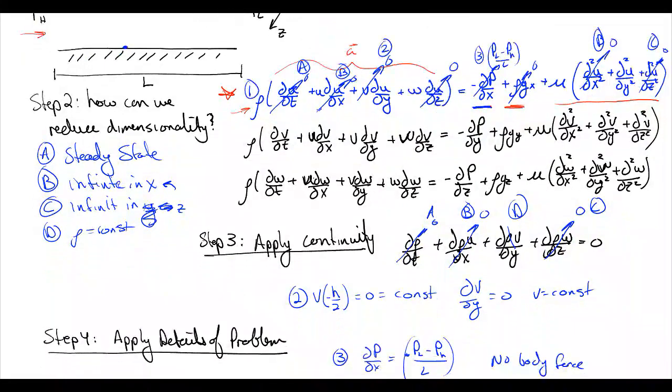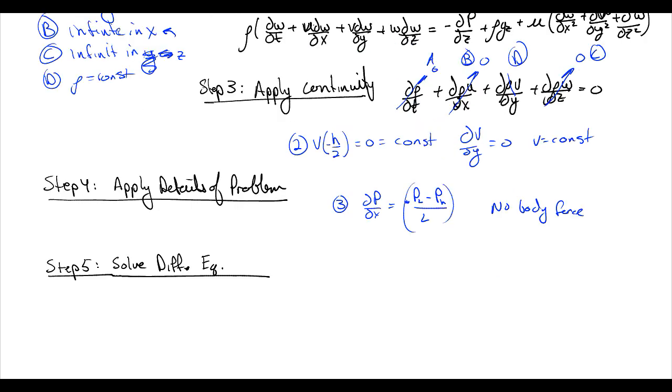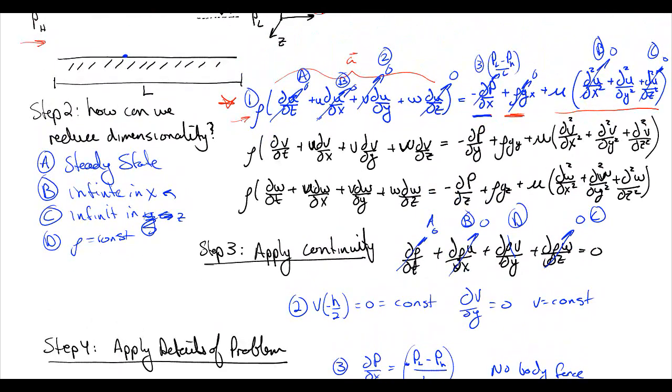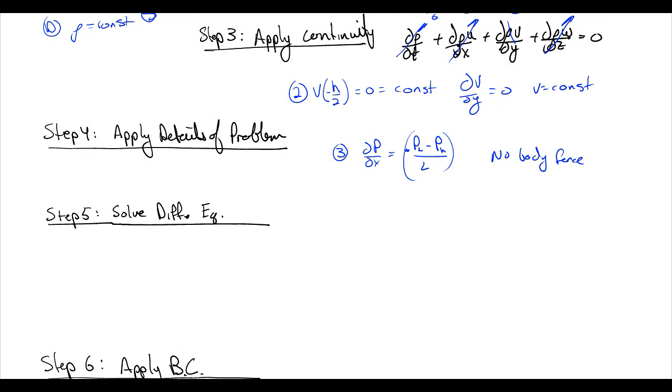Right? All right, let's solve the differential equation. So what we have left is negative PL minus PH over L plus mu d squared u dy squared. I'm going to rearrange that a little bit and put the pressure gradient on the left-hand side. So PL minus PH over L is equal to mu times d squared u dy squared.